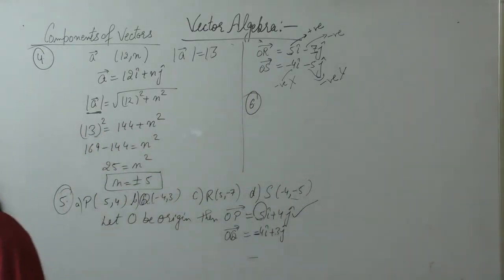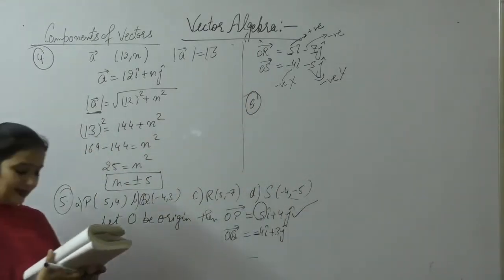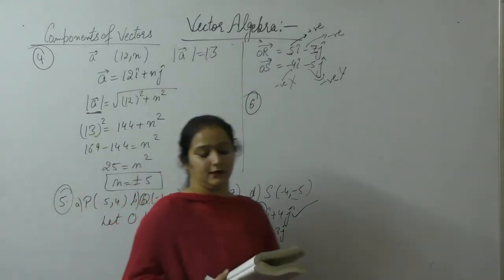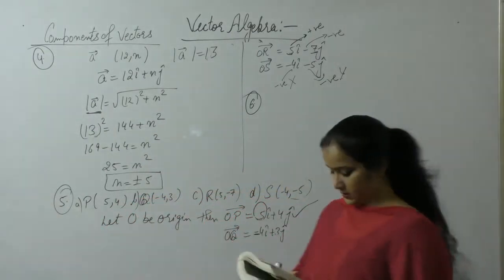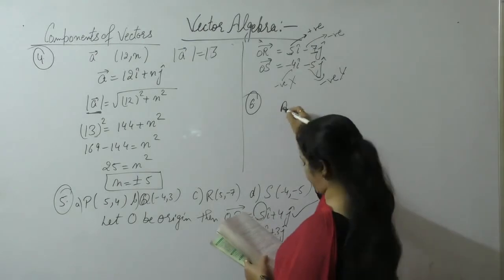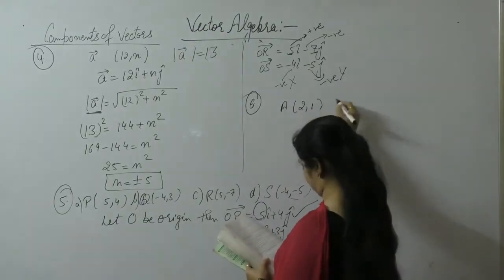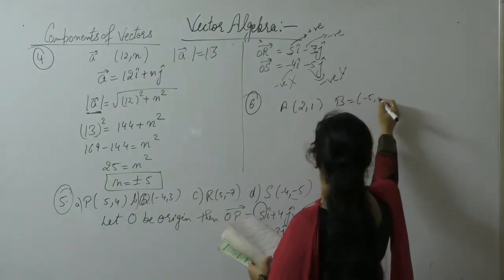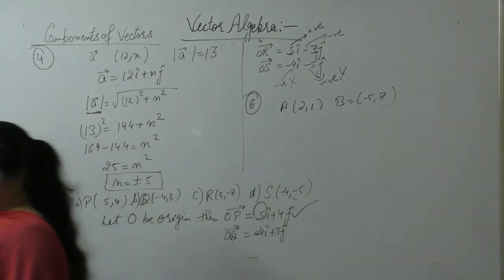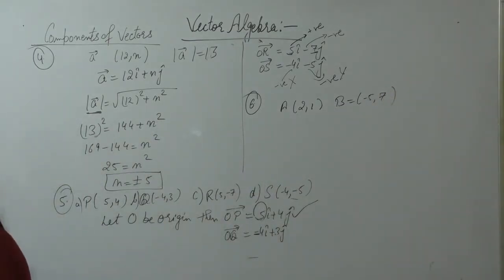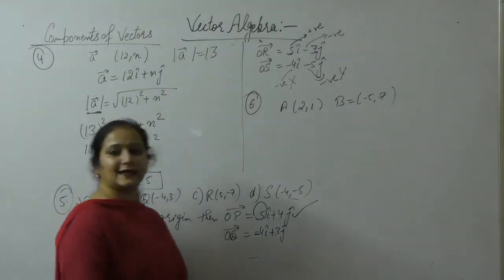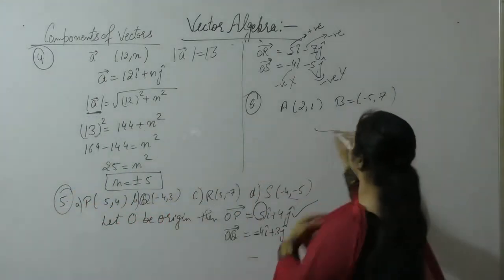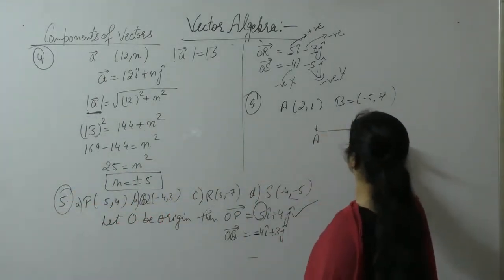Now the next one. Find the scalar and vector component of the vector with initial point A (2, 1) and terminal point B (minus 5, 7). Now we want to find the scalar and vector components. A is the initial point and B is the terminal point.